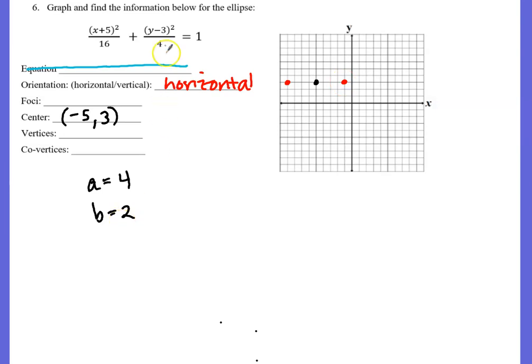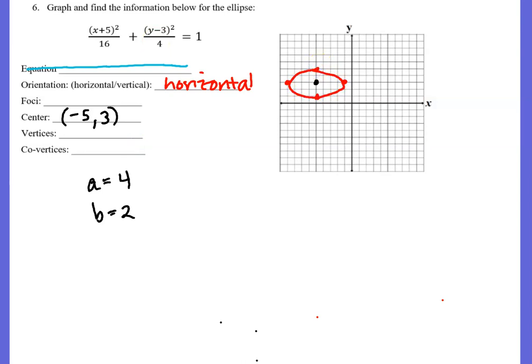And then I'm going to go my b value in the y direction. So 2, 2. Again, the easiest way to remember that is if it's under the x, you should be going that direction for the x. And if it's under the y, you're going for the y. Just remember this is a squared, so I had to do the square root first, and b squared.